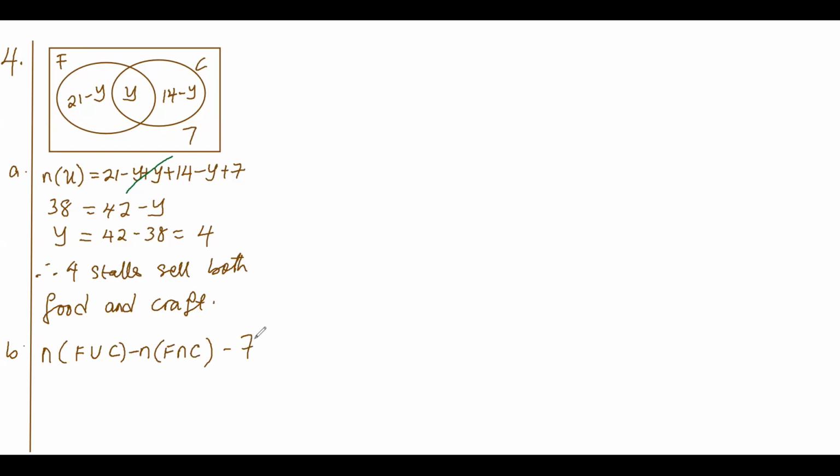This question is talking about which region. What are the labels in the region? Look at this Venn diagram. Food or craft but not both. Which region are we dealing with? It's already labeled. Just look at this and tell me what are the things in this place. 21 minus 7 and 14 minus 7.